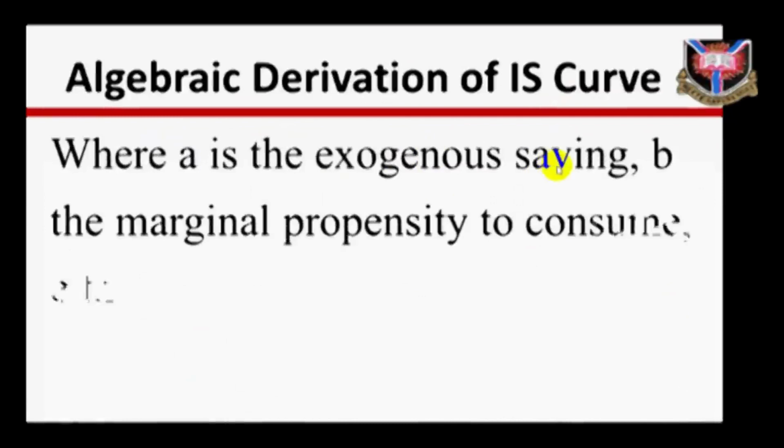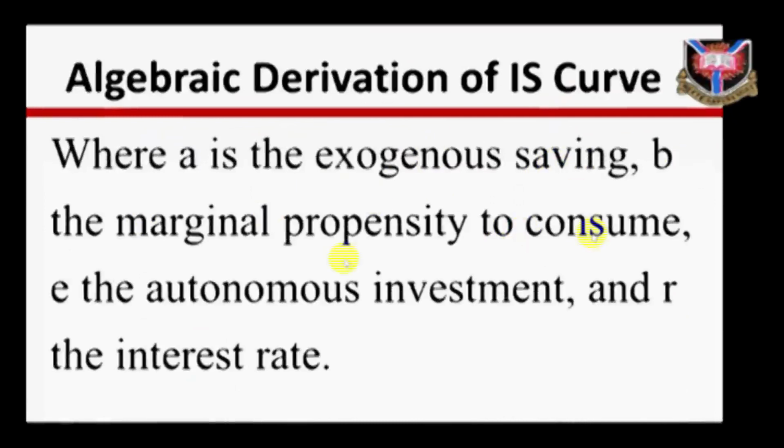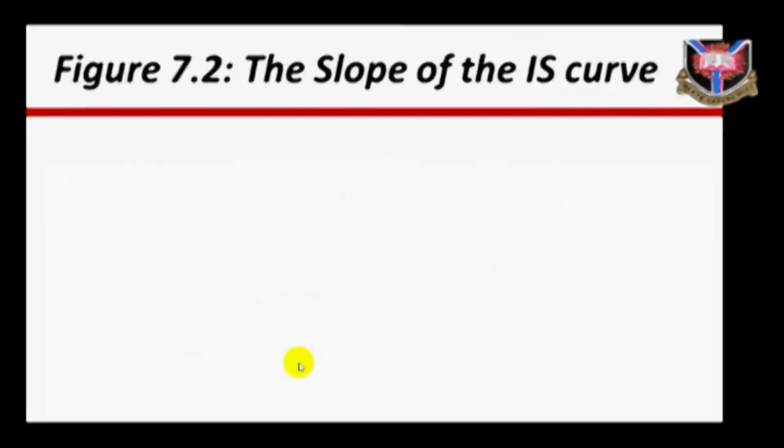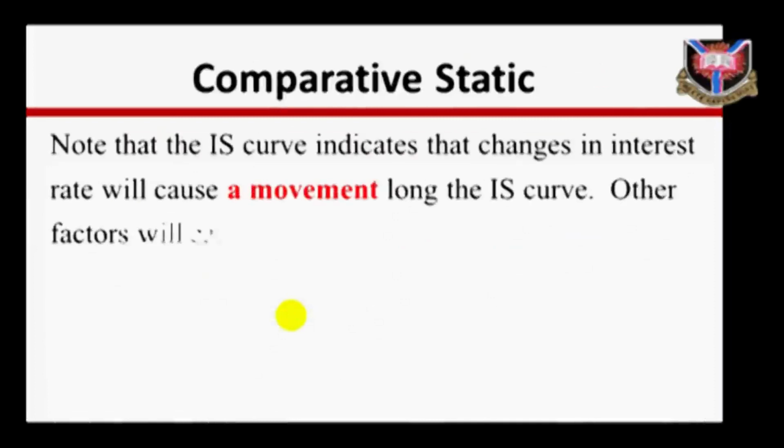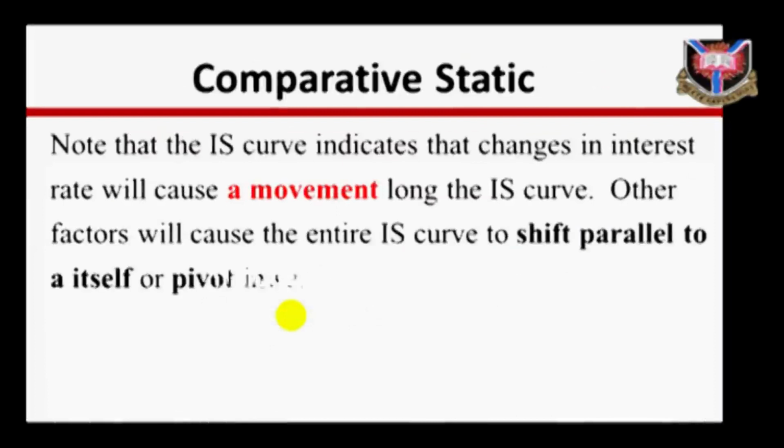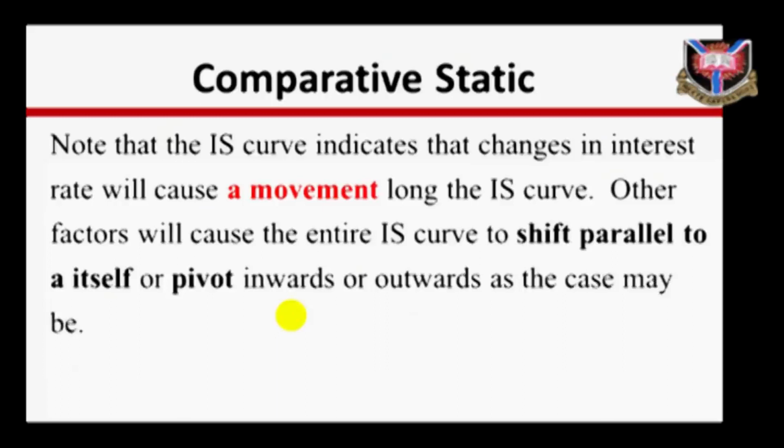Where A is the exogenous savings, B is the marginal propensity to consume, E is the autonomous investment, and R is the interest rate. Substituting equations 7.7 and 7.8 in 7.4, we have minus A plus (1 minus B) times Y equals E minus HR. Equilibrium income Y equals 1 over (1 minus B) times (A plus E minus HR), which gives us equation 7.9.